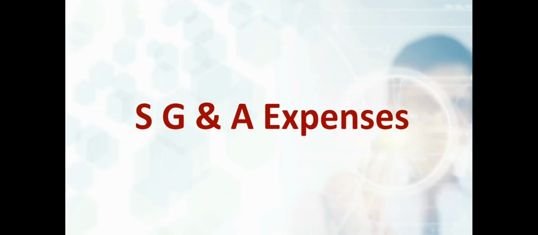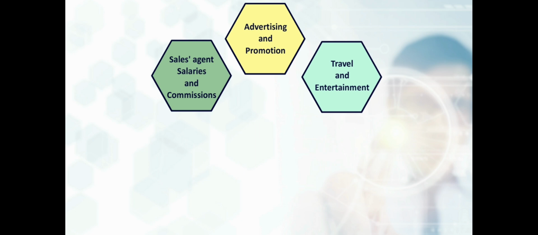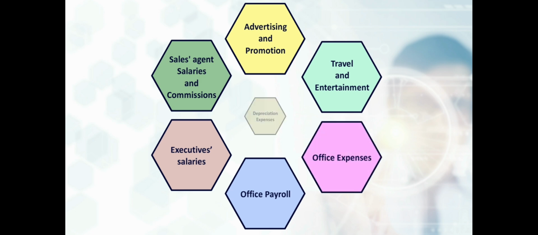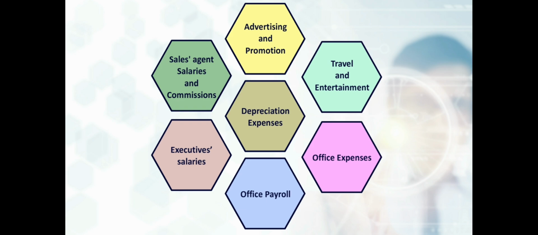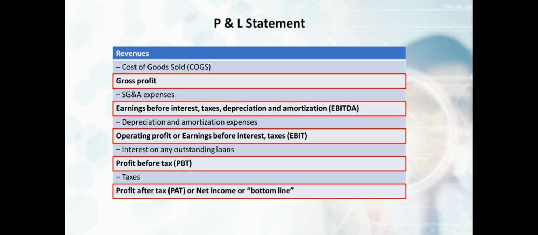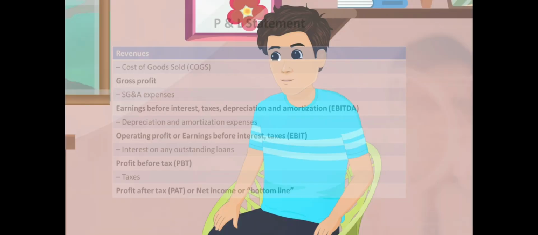SG&A expenses include sales agents' salaries and commissions, advertising and promotion, travel and entertainment, executives' salaries, office payroll, and office expenses. This usually includes depreciation expenses. Here is how a P&L statement looks. The different profit measures are shown in bold after each expense is deducted.